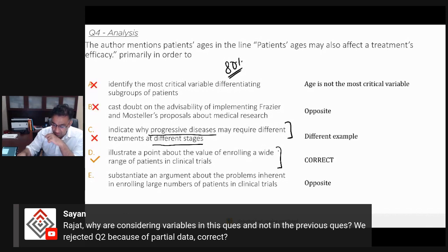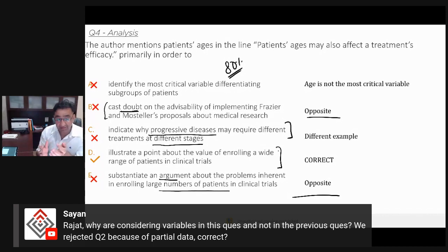All right, this is our correct answer. And you can see how many of these are opposite over here. Choice B, for example, talks about casting a doubt, whereas the purpose of this is to substantiate enrolling a wider array of patients. Substantiating an argument, which is choice B and choice C, which logically are the same, just written in different forms, is really saying substantiating an argument about the problems inherent in enrolling a large number of patients. No, we are trying to really substantiate the benefit of doing that.